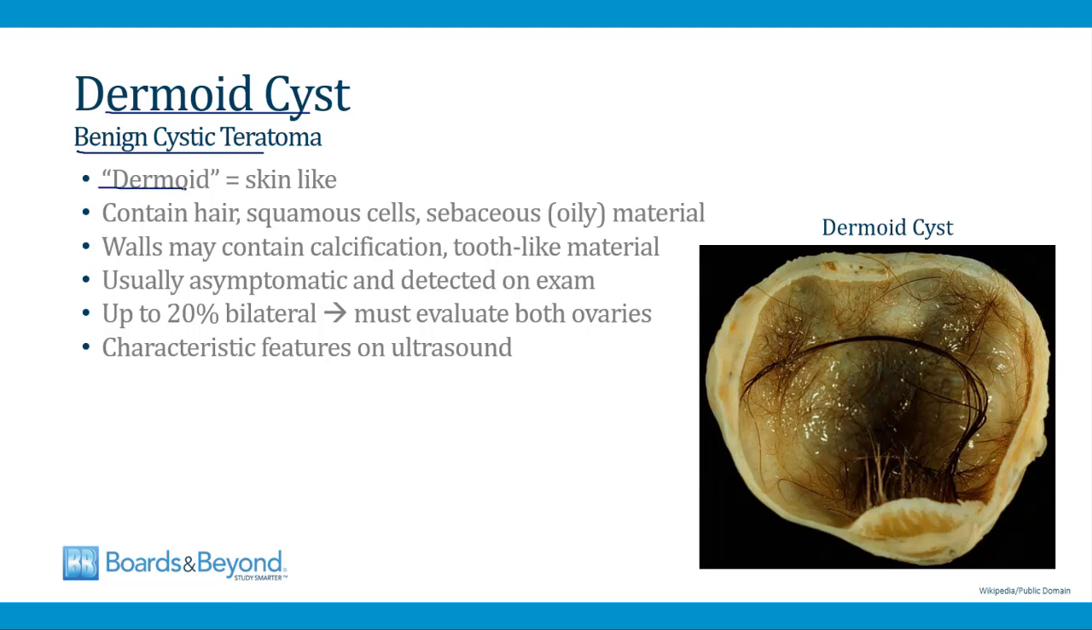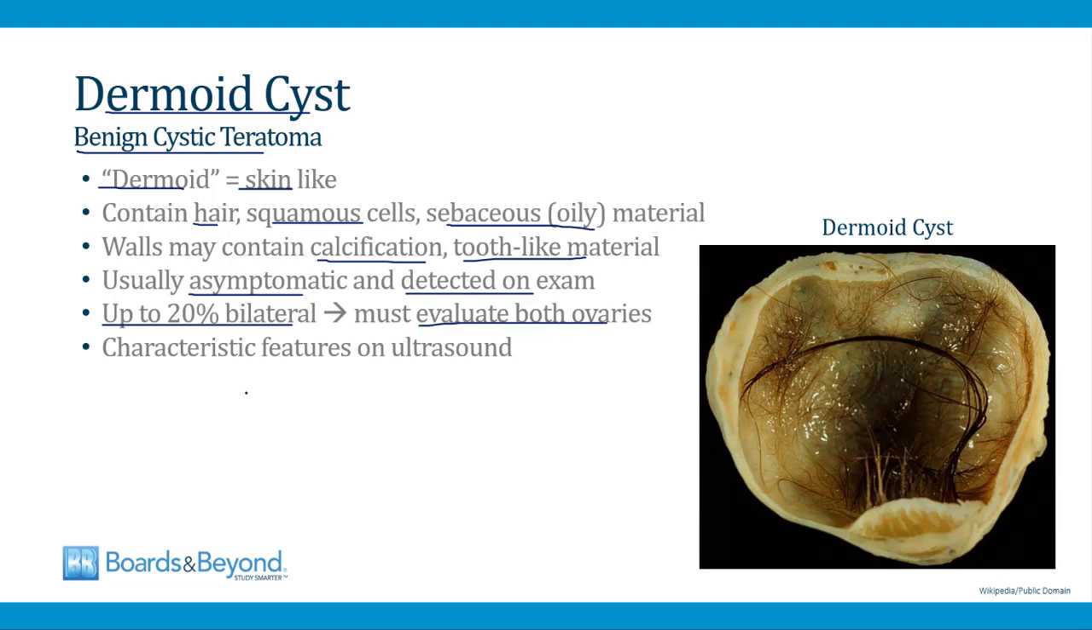The word dermoid means skin-like, and it gets its name because it contains skin elements like hair and squamous cells. They also often contain a sebaceous oily material that you can find in sebaceous glands of the skin. And then besides the skin elements, the walls are often calcified and they contain tooth-like material. Many times these are asymptomatic and they're detected on routine physical exam. And you should know, especially for your boards, that up to 20% of cases are bilateral, so when you identify a dermoid cyst in one ovary, you have to evaluate the other one as well.